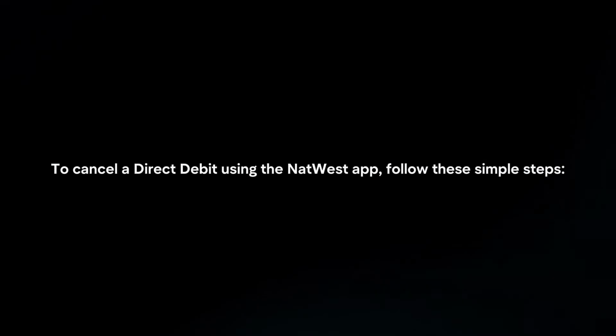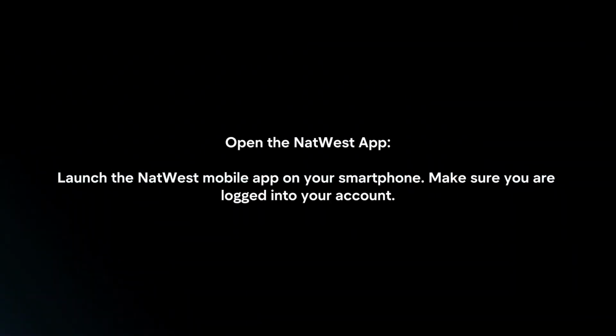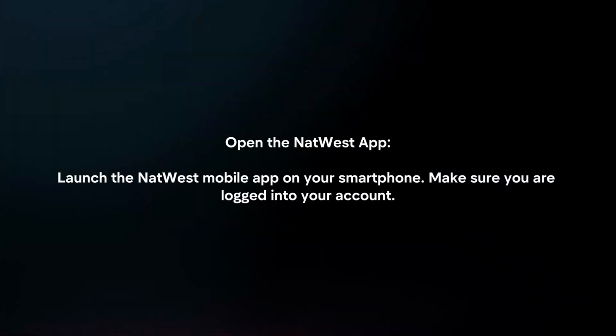To cancel a direct debit using the NatWest app, follow these simple steps. Open the NatWest app. Launch the NatWest mobile app on your smartphone. Make sure you are logged in to your account.